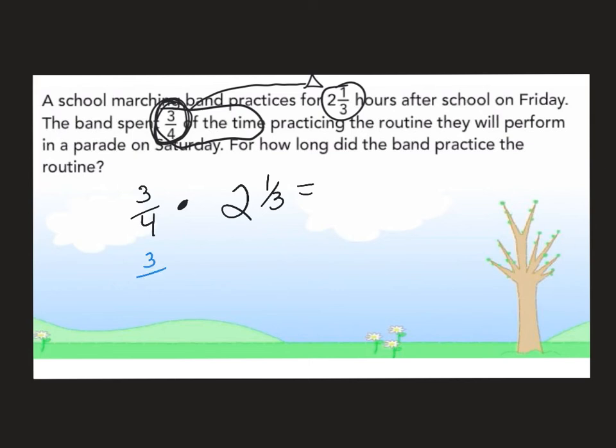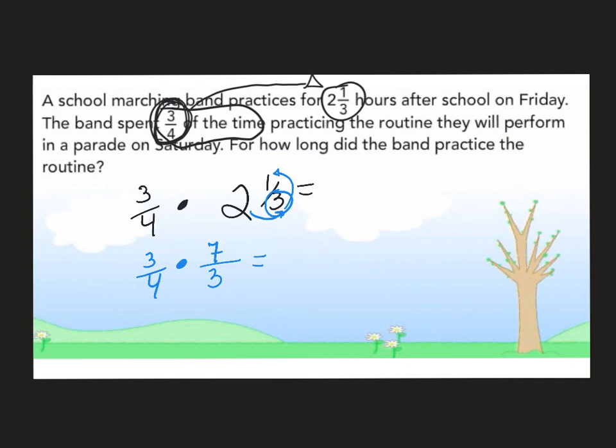3/4. Remember, I have to convert the other number, the mixed number, to an improper fraction. Remember how to do that. 2 times 3 is 6, plus 1 is 7, so that 7 goes here, and the denominator stays the same.